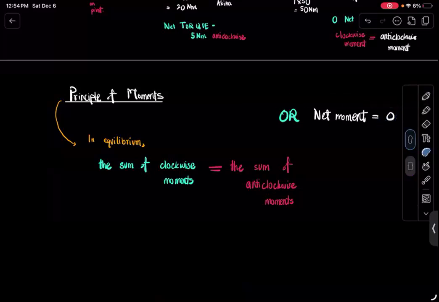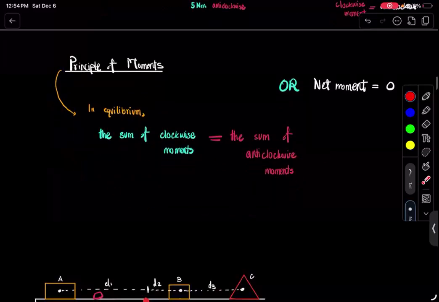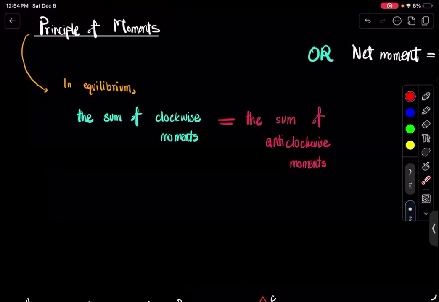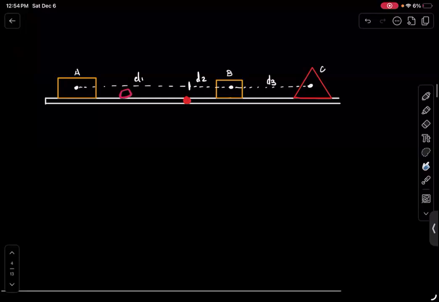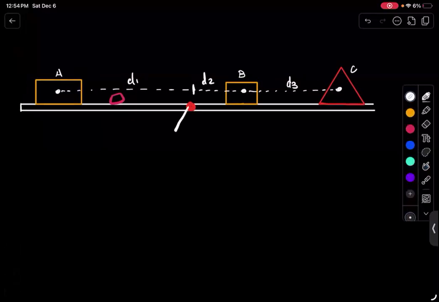But this is a more complete definition: in an equilibrium, the sum of clockwise moments is equal to the sum of anti-clockwise moments. So that's the basic idea of the principle of moments. Okay, now, how do you write this down with an example? For example, this is the pivot. Let's say this is a wooden bar, and on that wooden bar, you have multiple shapes of different weights and masses.